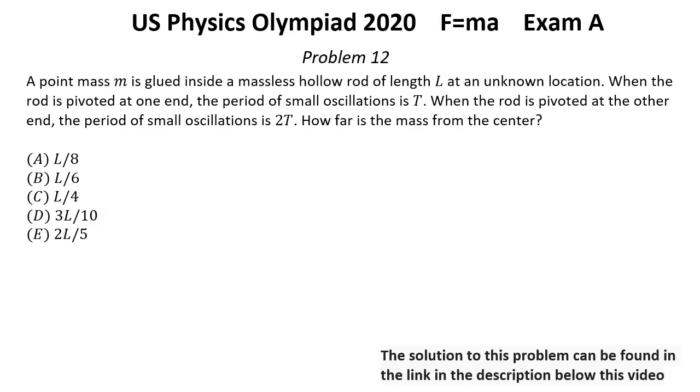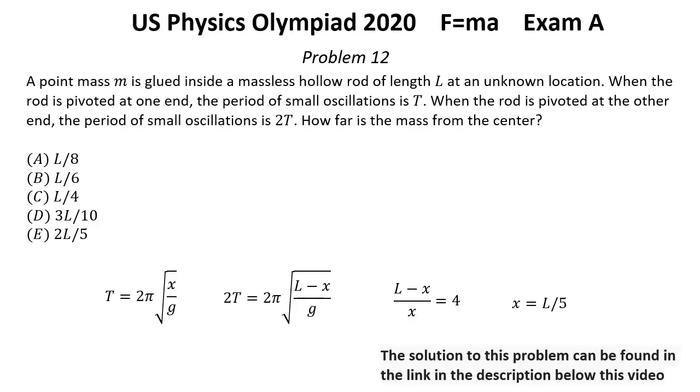Suppose that the distance from one end is x. So it means that the period for this location is 2 pi multiplied by square root of x over g. If we pivot it at the other end, we have 2T equals 2 pi multiplied by square root of L minus x over g. Let's square both equations and divide the second equation by the first equation. We have L minus x over x equals 4. It means that x equals L over 5.